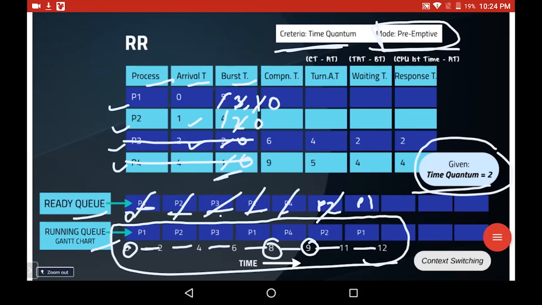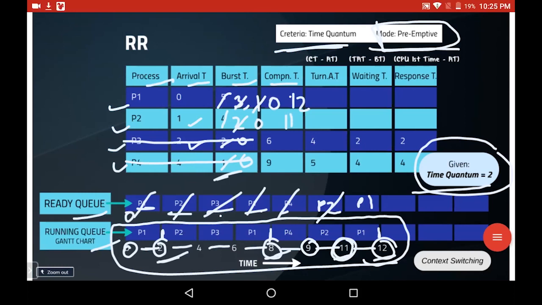Now we'll see the completion times, turnaround times, waiting times, and response times. The most important thing here is that the completion time is seen from the back, not from the front. Because if we consider the P1 completion time, you can see P1 is completed here at 2, here also, and then P1 comes here also. So this 2 or 8 is not the completion time of P1. The completion time of P1 is 12. So we'll write 12 here. The completion time of P2, we see from the last, is 11.